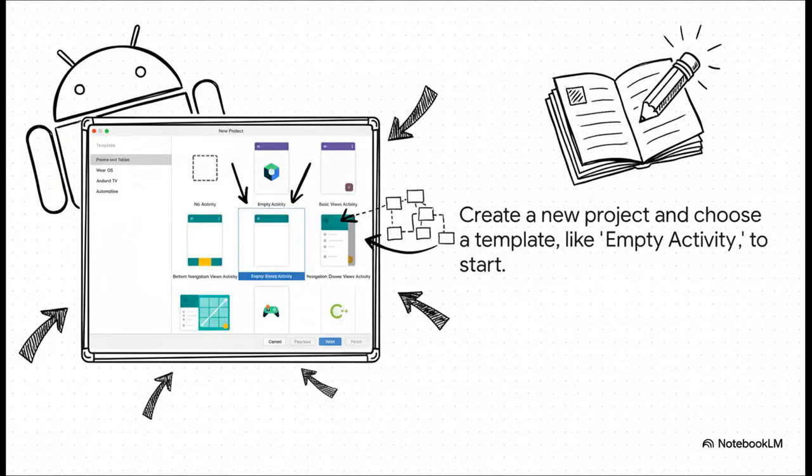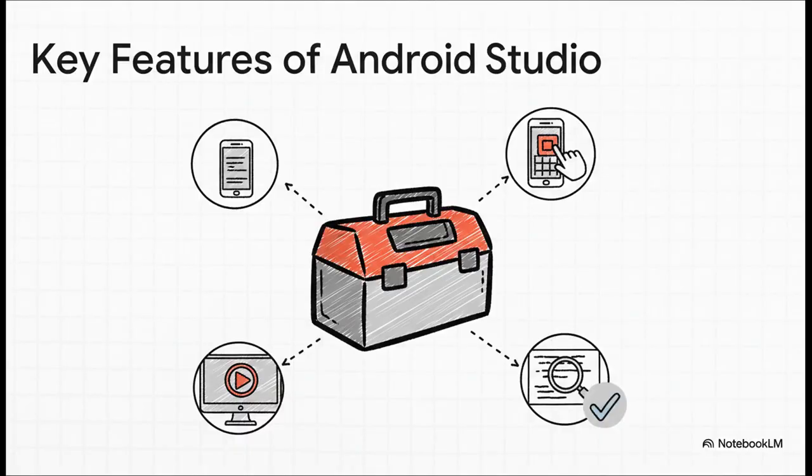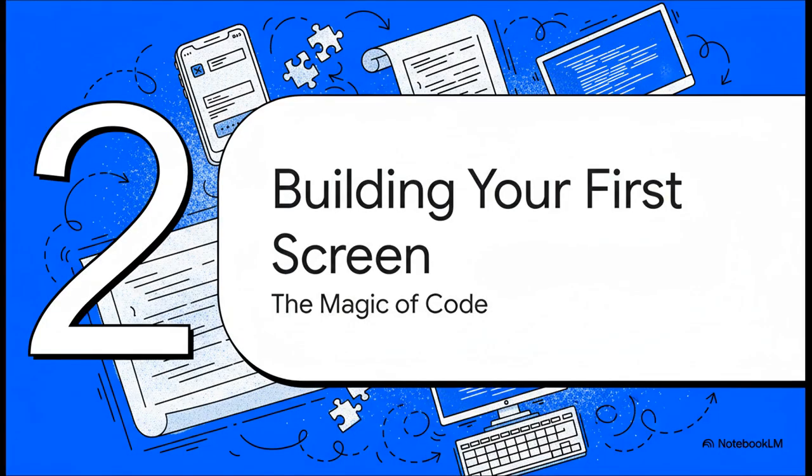Now, what's really cool is that Android Studio doesn't just throw you into the deep end. Instead of starting from a totally blank screen, you get these templates. You just pick something like empty activity, and it sets up all the basic files and folders for you. It's a massive head start. And trust me, this thing is packed with features. It has a visual editor so you can drag and drop UI elements. It has tools that automatically check your code for problems. And it even has a built-in virtual phone for testing, which we're going to see in just a minute. It's the whole shebang.